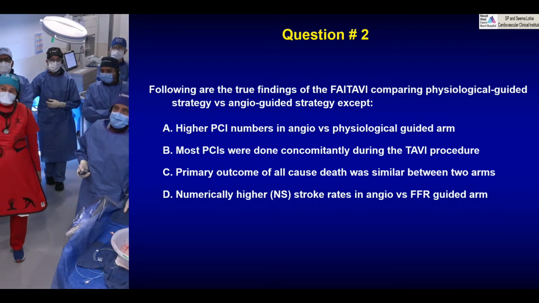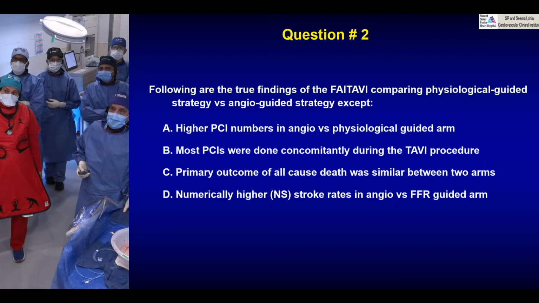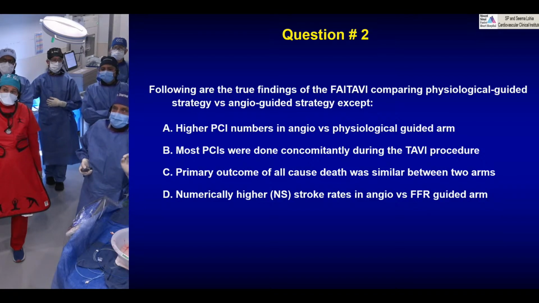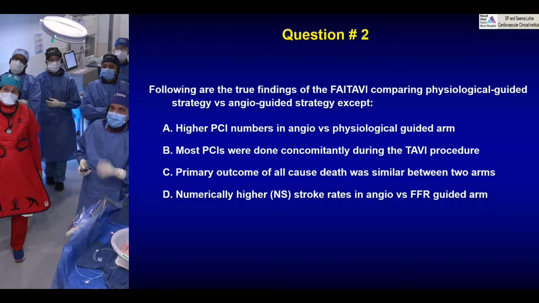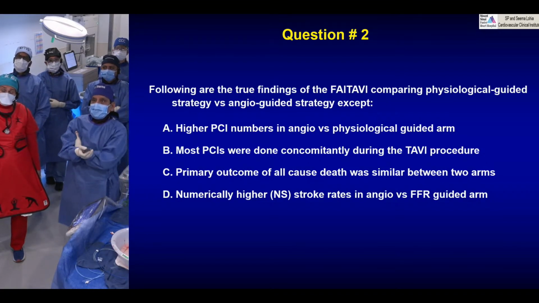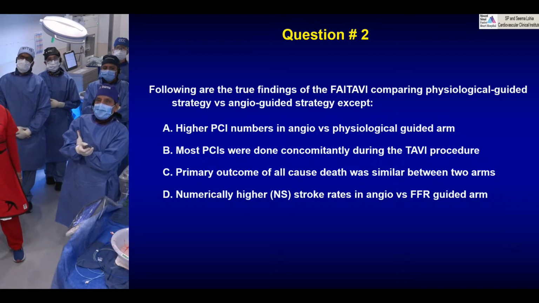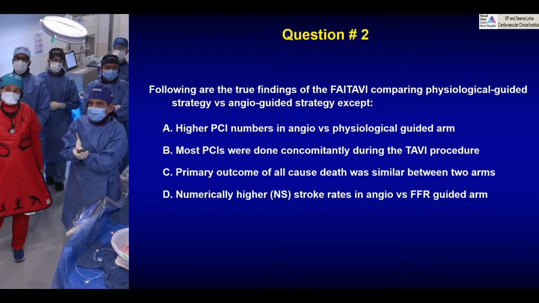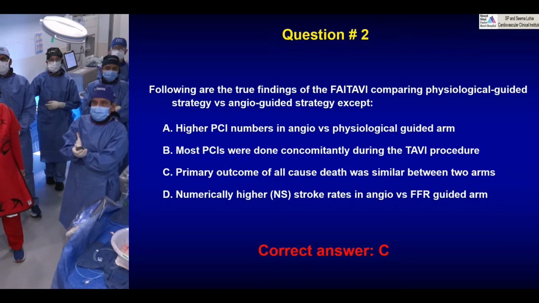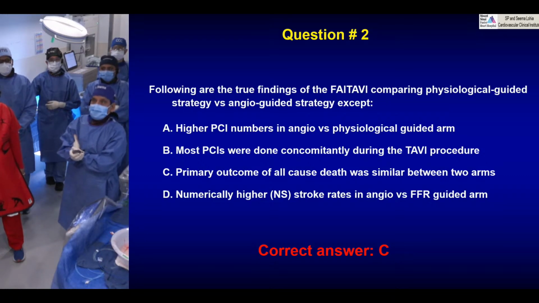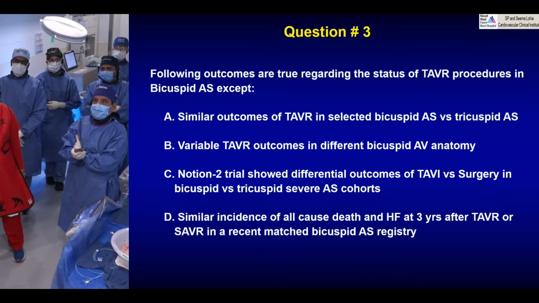Then, on the physiology-guided PCI in TAVI, which of the findings comparing the two is wrong? Higher PCI number in the angio versus physiology-guided group. Most PCIs were done concomitantly during TAVI. The primary outcome of all-cause death was similar between the two arms, and there was a numerically higher, non-significant stroke rate in angio versus FFR-guided. And the answer there is C. The primary outcome of all-cause death was not half in the FFR-guided group compared to angio.